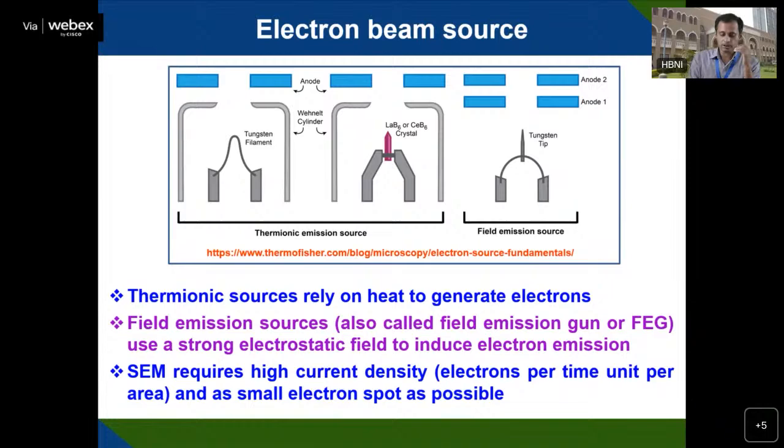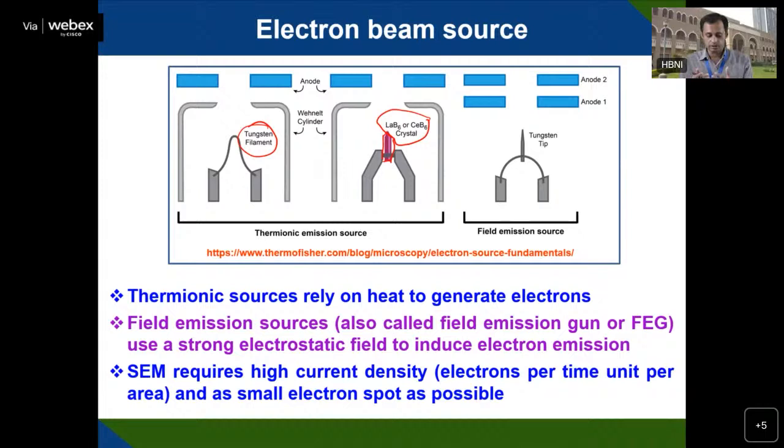The electron source that I mentioned is mainly a tungsten filament. You can see this is a tungsten filament, or you can use LaB6 (lanthanum hexaboride) or cerium hexaboride crystals. Those are thermionic emission sources. Because you heat up the source, the electrons are generated due to heating.